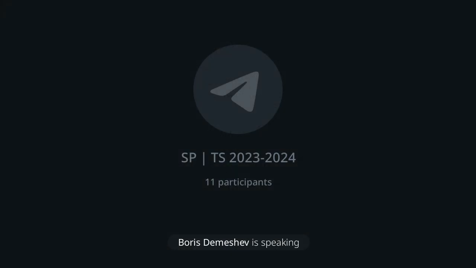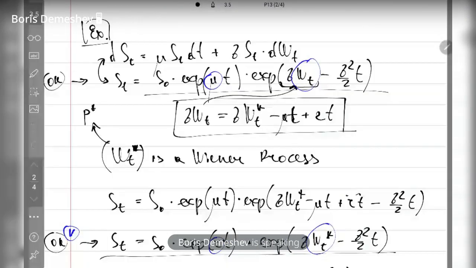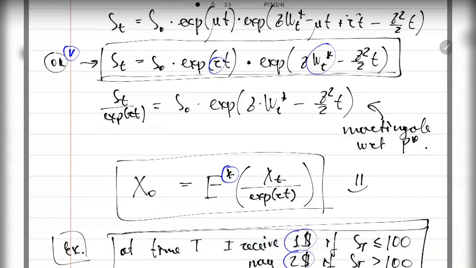Okay, let's look at this. We have a formula for ST.